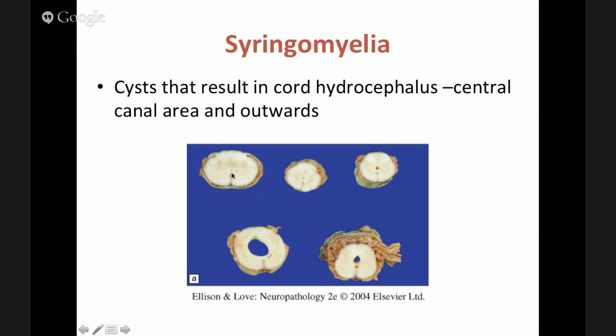You can see the central canal and how it is. Now, I think that most syrinxes, or maybe it's some, are not necessarily continuous with the central canal. But you can see how, depending on the level of the spinal cord, the syrinx can expand significantly to erode into both gray matter and white matter.